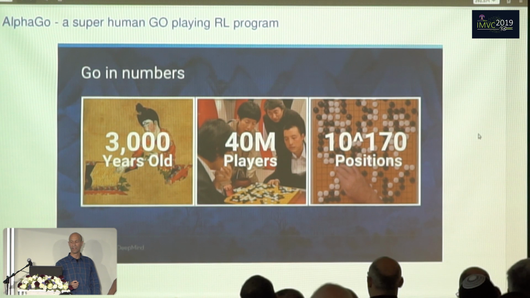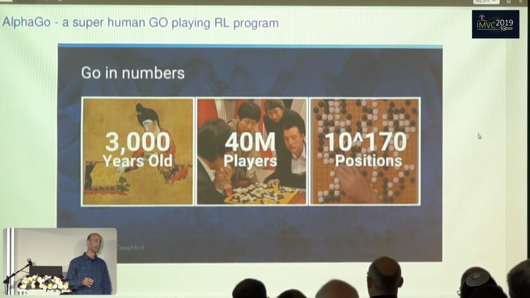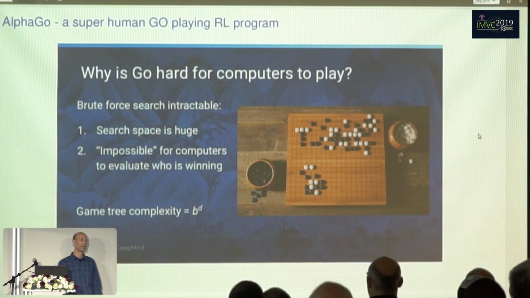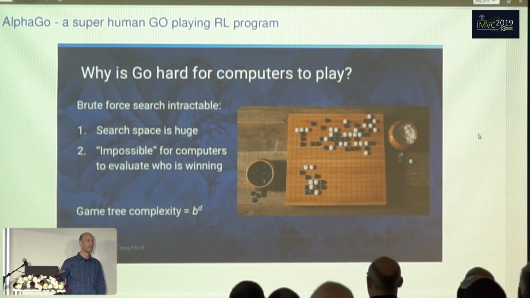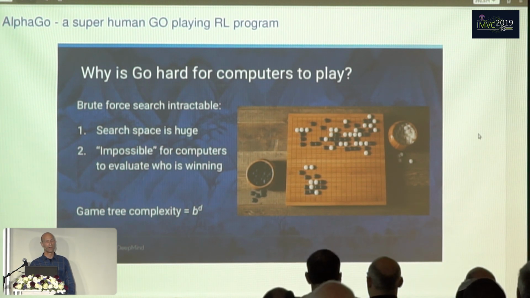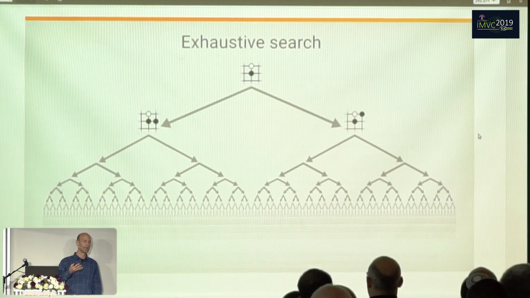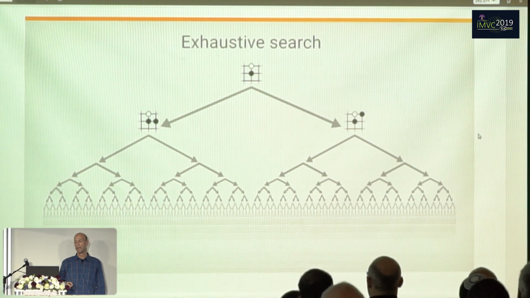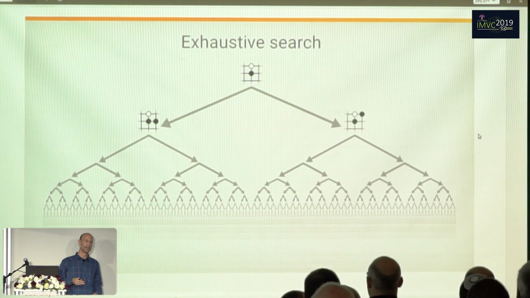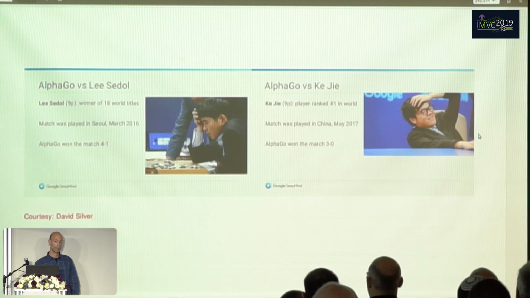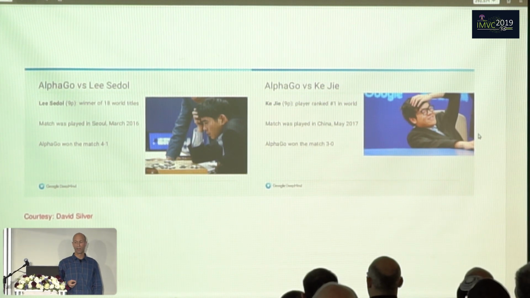What is interesting about this game is that the number of possible board positions is larger than the number of atoms in the universe. And computers that are so good at brute force searches are not able to do much with that number of possible positions, and it was even considered impossible for computers to evaluate who is winning. If we look at this tree of transition dynamics, a state is a board state, a board with some stones in it, and when we add a new stone, we move to a new state, and this tree blows up very quickly.